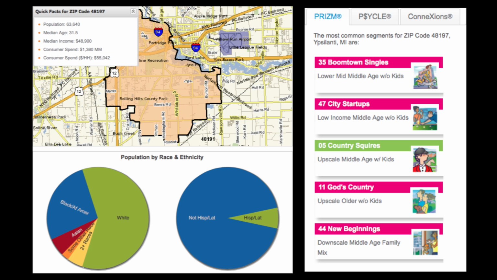Some of them include boomtown singles, city startups, country squires, God's Country and New Beginnings, some which are relevant to graduates from Eastern Michigan University or other places, or even Ann Arborites who have moved out into places where there's a lot more space. But then you also have some of the hipsters or the other types of Bohemians who enjoy the lifestyle of Depot Town and of Riverside Park.